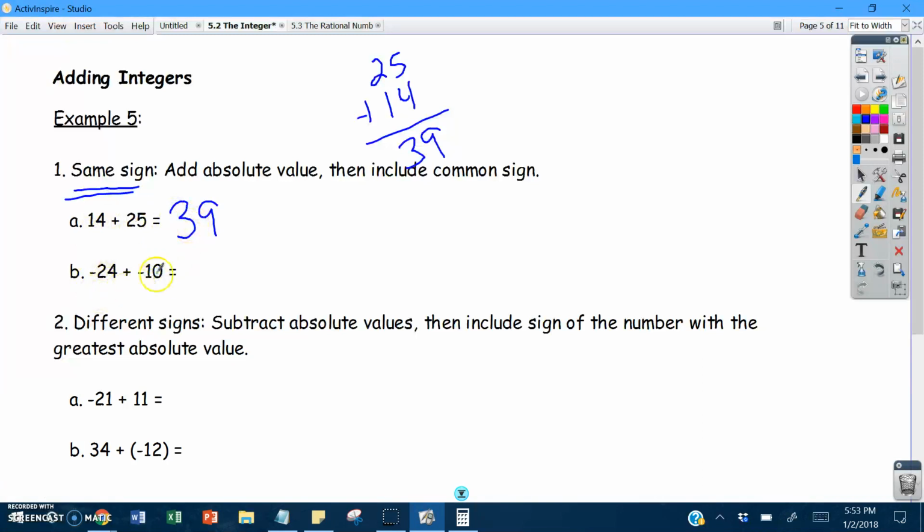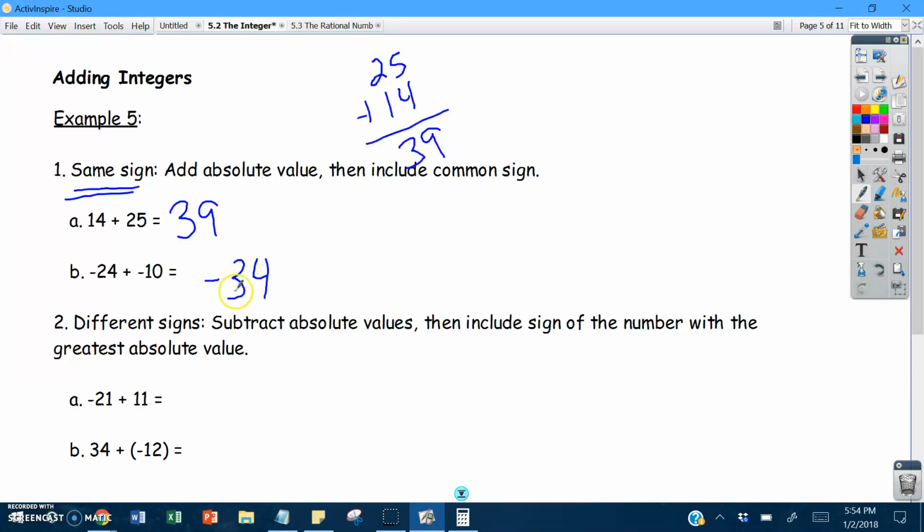We can do the same thing here. We're adding 2 negative numbers. So this says, why don't you just add the absolute values of those numbers, so 24 plus 10, and then throw in that sign at the end. So we can do 24 plus 10, which will give us 34. But since these are both negative numbers, we'll have to make that a negative 34. So negative 24 plus negative 10 ends up being negative 34. So that's kind of how that works.